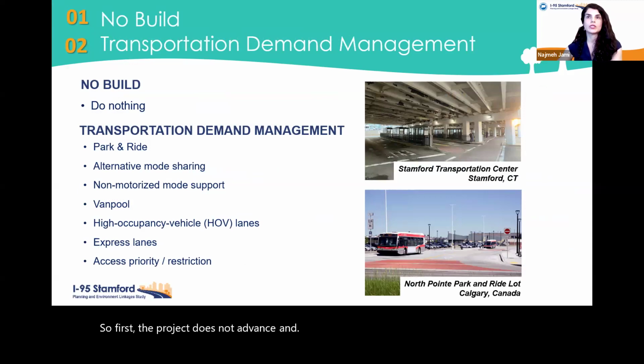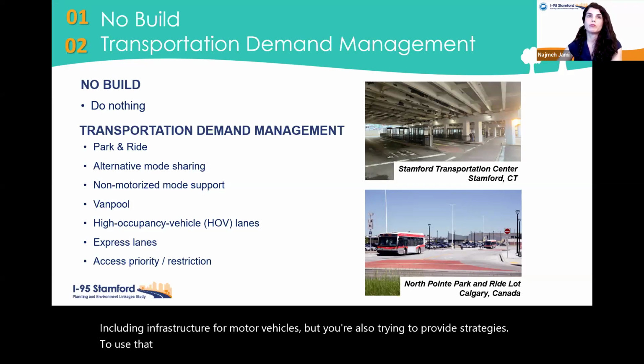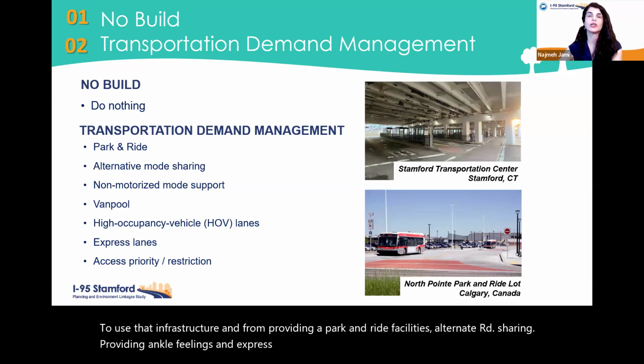The second category is transportation demand management. This approach is about reducing overall travel demand within our transportation network. And it's not just improving infrastructure for motor vehicles, but we are also trying to provide strategies that offer more sustainable travel options and encourage other modes of transportation to use the infrastructure. From providing park and ride facilities, alternate mode sharing, van pool, providing HOV lanes and express lanes. These are all the options that can be considered to reduce overall travel demand of the network.